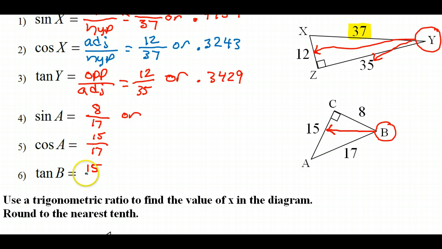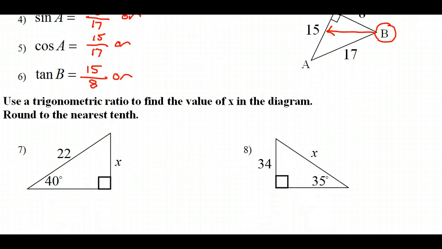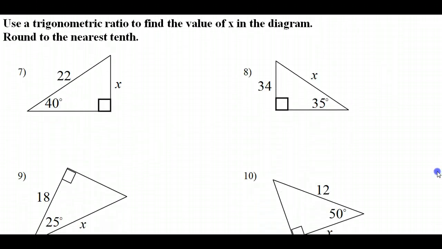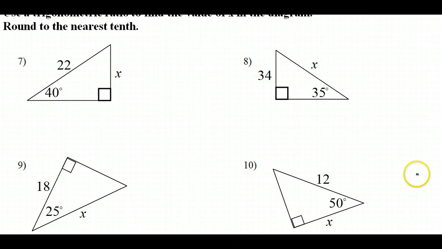What's the adjacent leg? 8. 17 is the hypotenuse. So be careful. Only use the hypotenuse when the formula says hypotenuse. When we say opposite and adjacent, we're talking about the legs, not the hypotenuse. And I'll trust you guys to make the decimals on your own for those. Now, the main object of that was to set us up to be able to solve things like 7 through 10.